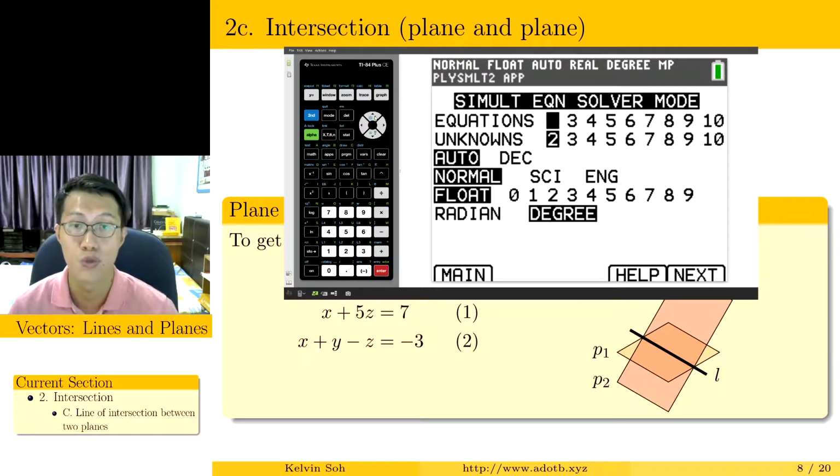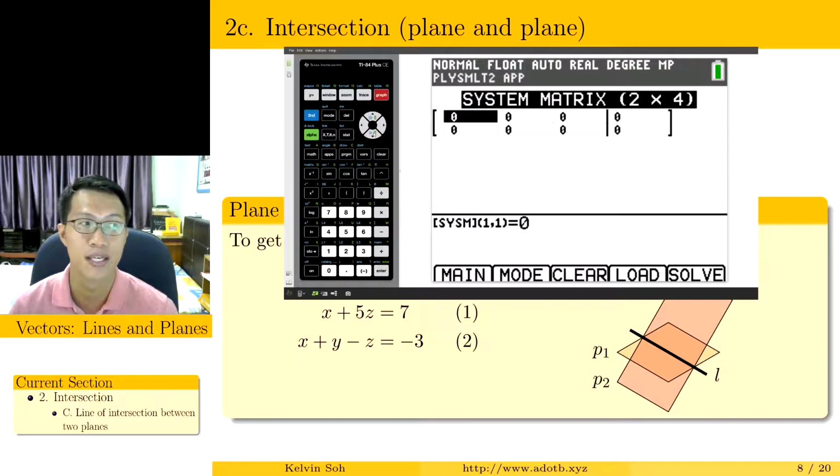For our two planes, we have two equations and 3 unknowns, x, y, and z. So let's change some of the options. Equations, we have 2 equations, and unknowns, we have to change over to 3 unknowns on our calculator. After we are done, we go to next, and that's available on the 5th button over here, the graph button. So when we go next, we'll be asked to key in our system of equations. Our first equation is x plus 5z equals 7. So our coefficients will be, the coefficient of x is 1, followed by the coefficient of y, which is 0, and finally the coefficient of z, which is 5, and our constant, which is 7.